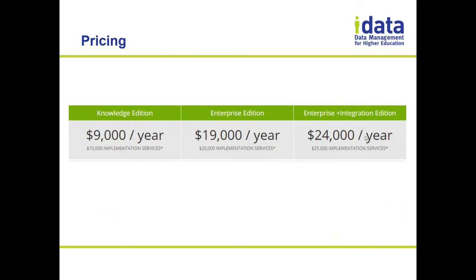Everything all told is $24K a year. Without the integration suite, it's $19K. If you want to go down to the knowledge tier, it doesn't include anything around the data quality or the technical metadata. It's all narrative information around dictionaries and repositories. That's $9K a year, a super repository, with a one-time implementation fee where we do training as well as data governance services and project management.